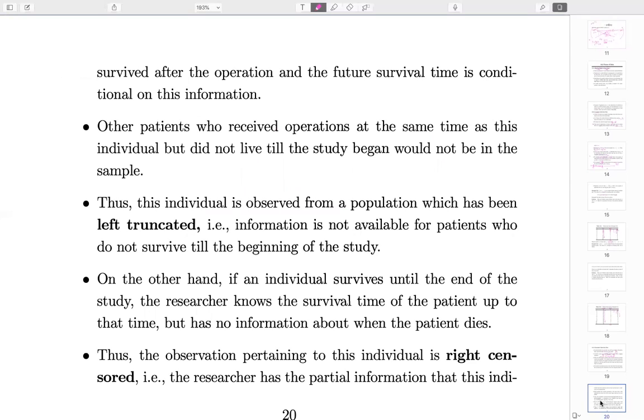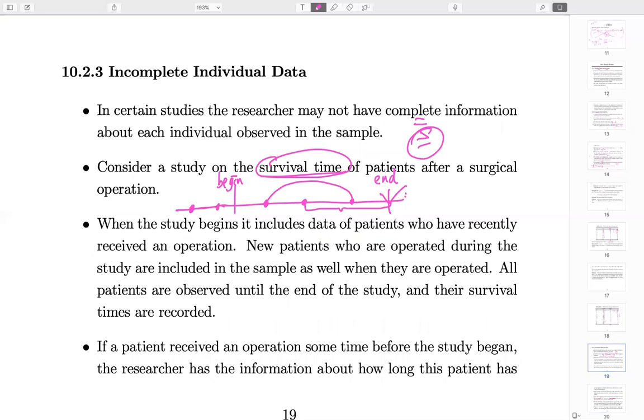Okay, that's the part I already mentioned. It's possible that we have left truncated. That means this individual is observed from a population that is not available, who do not survive till the beginning of the study. That's left truncated. In my previous graph, that would be this. Someone received the operation and then died before the beginning, then you don't even observe this person, right?